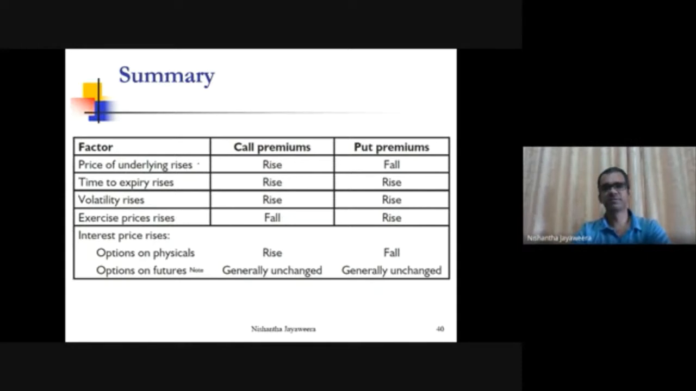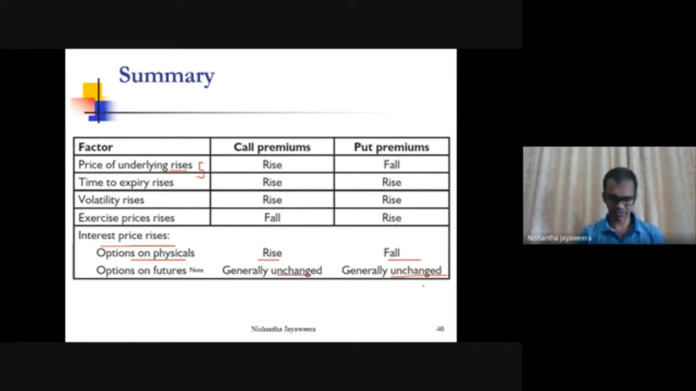What would happen with the spot price? If the spot price increases, the call premium increases, the put premium decreases. Time to expiry, both rise. Volatility rises, both call premium and put premium rise. Exercise price rises, the opposite, call falls and put rises. Interest rate, for options on physical, call premium rises and put premium falls, but on futures, generally, there may not be an impact.